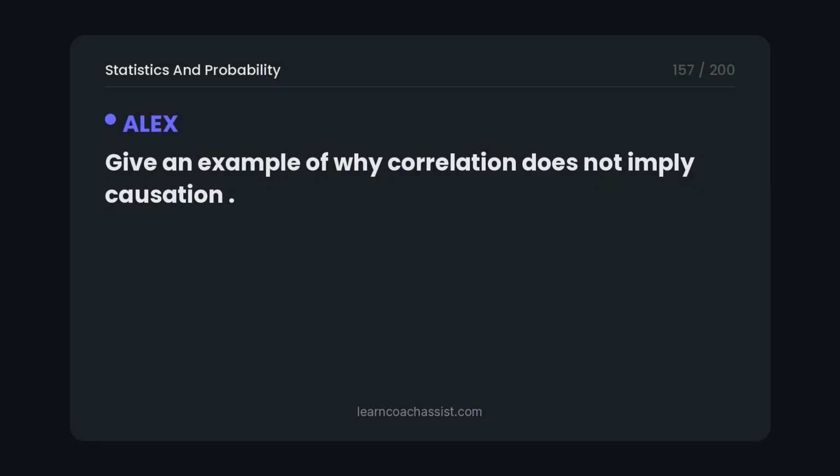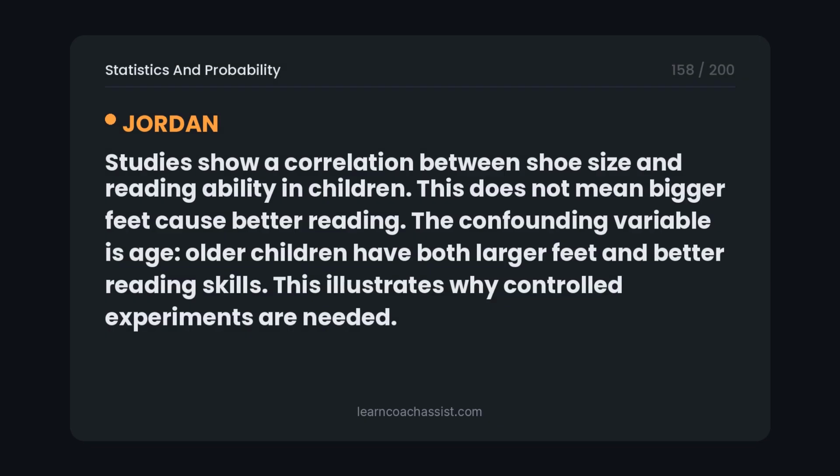Give an example of why correlation does not imply causation. Studies show a correlation between shoe size and reading ability in children. This does not mean bigger feet cause better reading. The confounding variable is age. Older children have both larger feet and better reading skills. This illustrates why controlled experiments are needed.